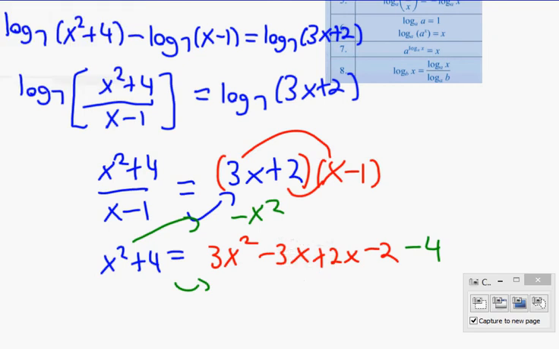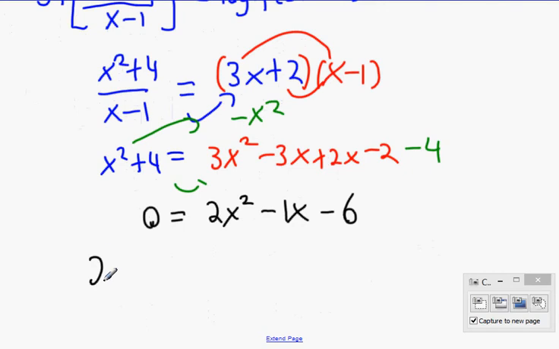Now, what we're going to do next is 0 equals 3x squared minus x squared is 2x squared. Then we're going to have minus 3x plus 2x is minus 1x. Then at the end, minus 4 minus 2 is minus 6. Okay, that's a good reference number question there. Just going to spin it around so it looks the way we normally do it.